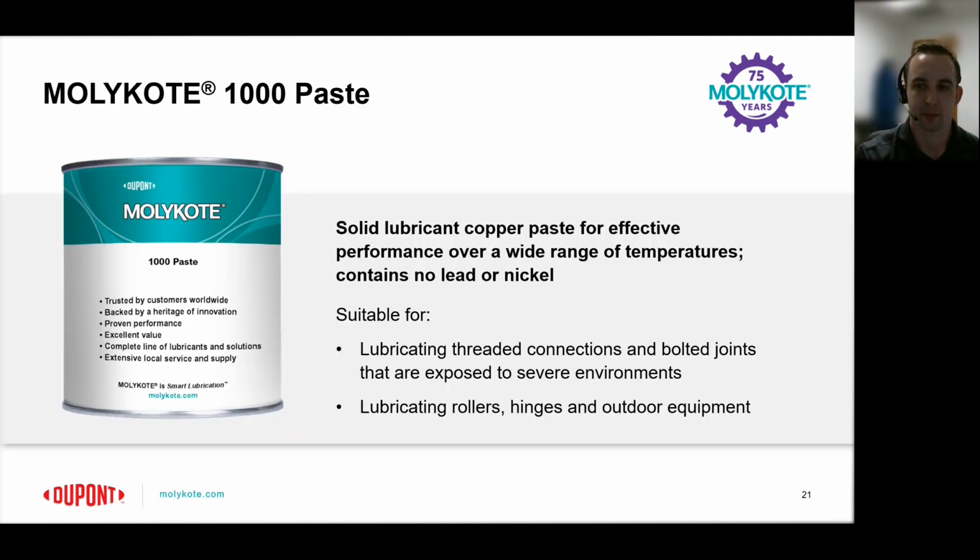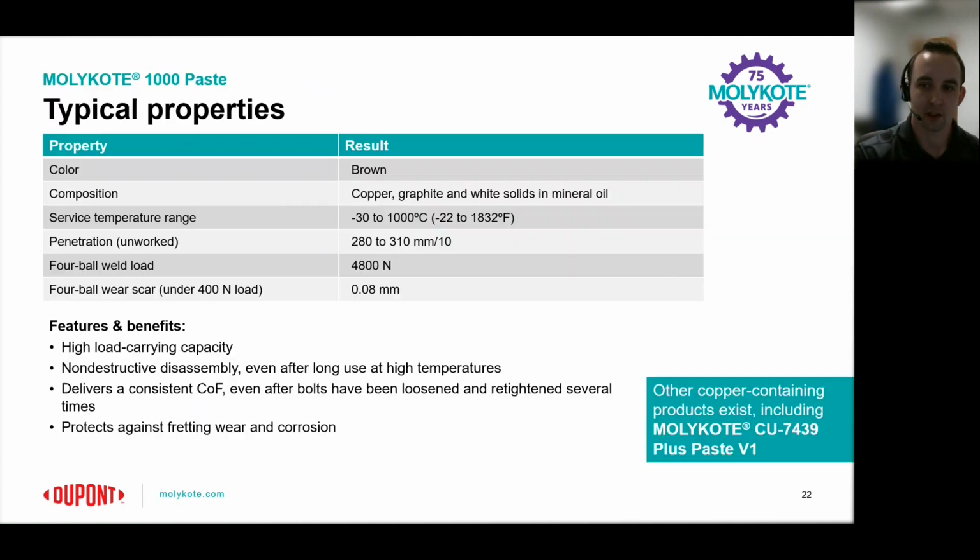The MOLYKOTE 1000 paste is one of the go-to thread pastes, as I said before. It's well suited for threaded connections and bolted joints, especially those that are exposed to extreme environments. It can also be used to lubricate things such as rollers, hinges, and outdoor equipment. You can check out some of the typical properties for MOLYKOTE 1000 paste here. One thing to highlight is its unique composition. It utilizes copper, graphite, and white solids. And with this synergistic composition, it can provide great load carrying properties while maintaining a low coefficient of friction.